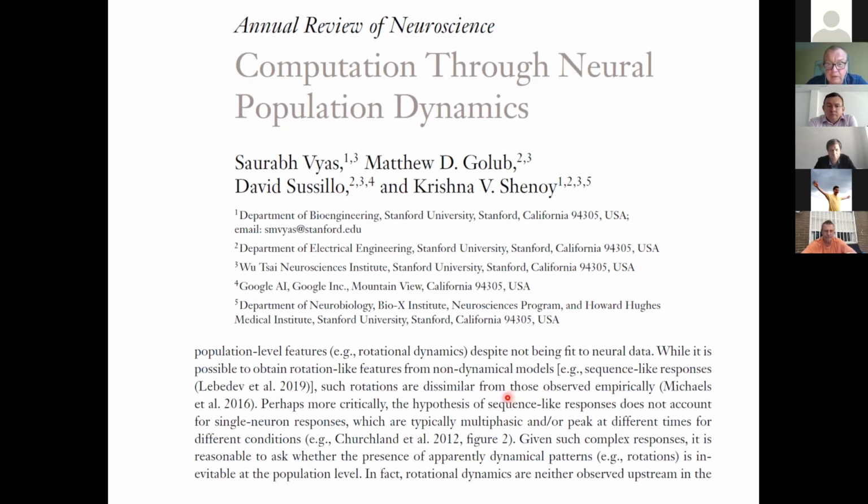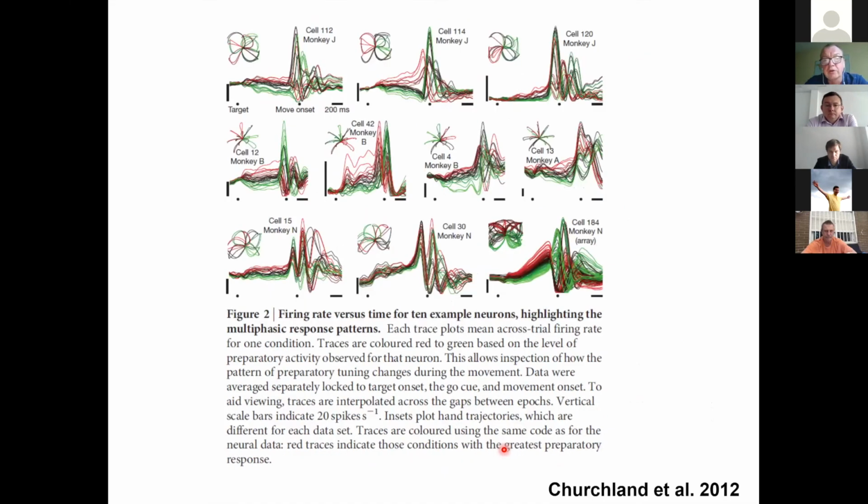And next, they said that rotations are something else compared to the presence of sequential activation, because the neurons are typically multiphasic and have peaks at different times for single neuron responses, etc. And they referred to figure number 2, and indeed they picked out 1, 2, 3, 4, 5, 6, 7, 8, 9 neurons out of 200, and they focused on some changes across conditions.